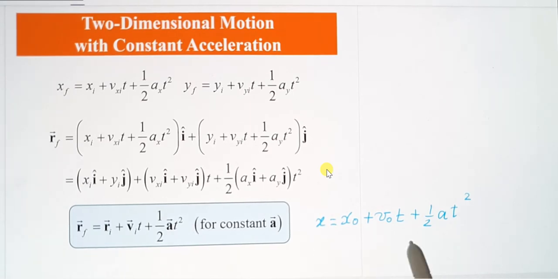When we were talking about one dimension... now, because we have motion in two dimensions, we deal with all of that as vectors. Everything now is a vector. So instead of x, we have r. Instead of x naught, we have r initial. V initial is a vector, and a is a vector, t squared. So now we deal with the same equations, but with vectors in two dimensions.